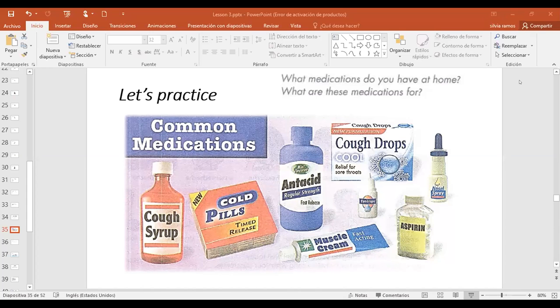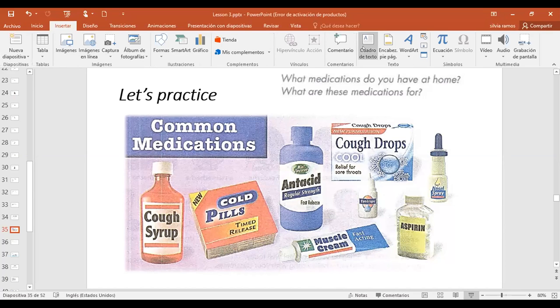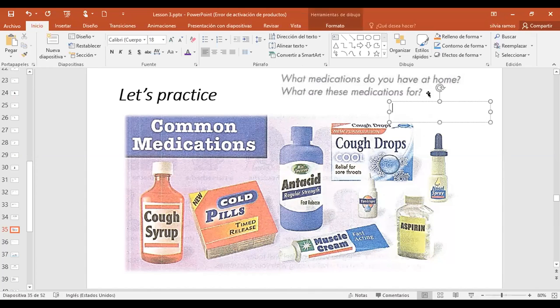Yes, sure. So in the pictures, it says here, what medications do you have at home? And what are these medications for? For example, in my case, I put a text here. What medications do you have at home? I have cough syrup at home. That's one answer.